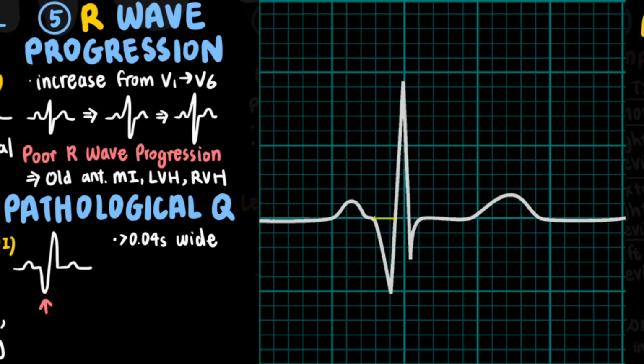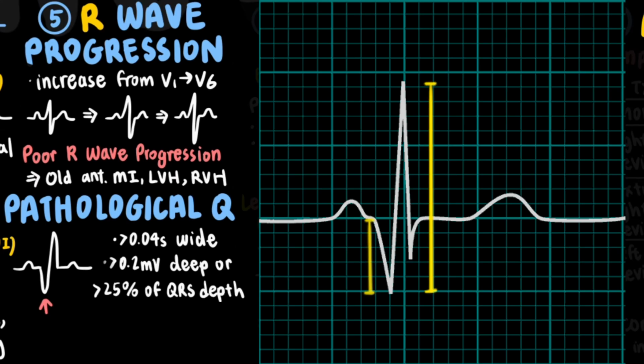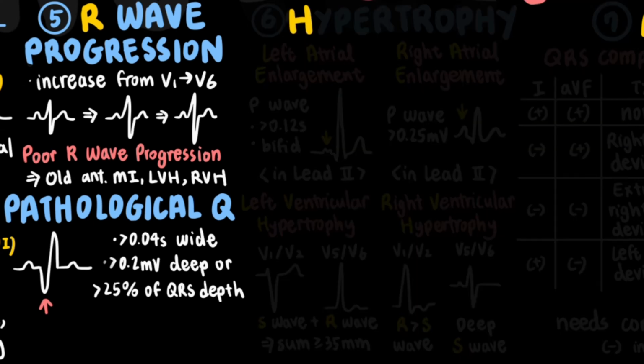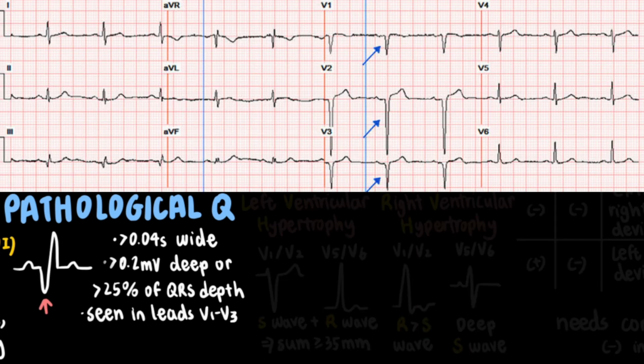Either wider than 0.04 seconds, that's one small box on ECG paper, or deeper than 0.2 millivolts, that's 2 small boxes in depth, or its depth is greater than 25% of the total QRS amplitude. These abnormal Q waves are the most significant when they are seen in the anterior leads, especially V1 through V3.